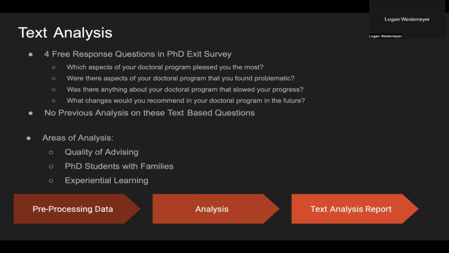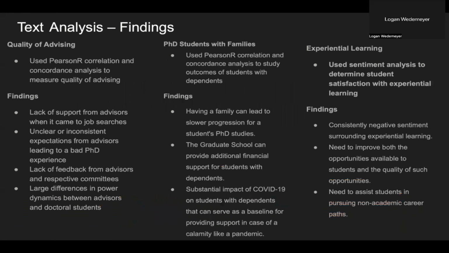For a second deliverable, we focused on text analysis, which was based on 4 free response questions shown here. This data was previously untouched, and we focused on 3 topics for analyses: quality of advising, Ph.D. students with families, and experiential learning. We initially pre-processed the data, did analyses on it using different methodologies, and finally produced a report listing down these findings, which aims to provide recommendation to relevant stakeholders in the Duke Graduate School.